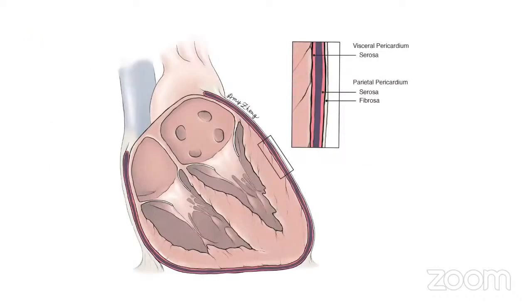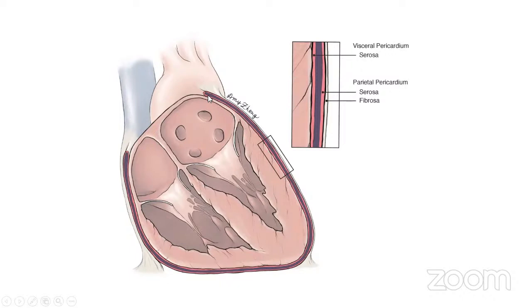So as you can see here, this is a cross-section of the pericardium. You can see this is the fibrous layer, this is the serous layer, and this is the visceral layer. And in between the serous and the visceral is the pericardial space in which the pericardial fluid is. And usually there is anywhere between 10 to 20 milliliters normally in the pericardial fluid.